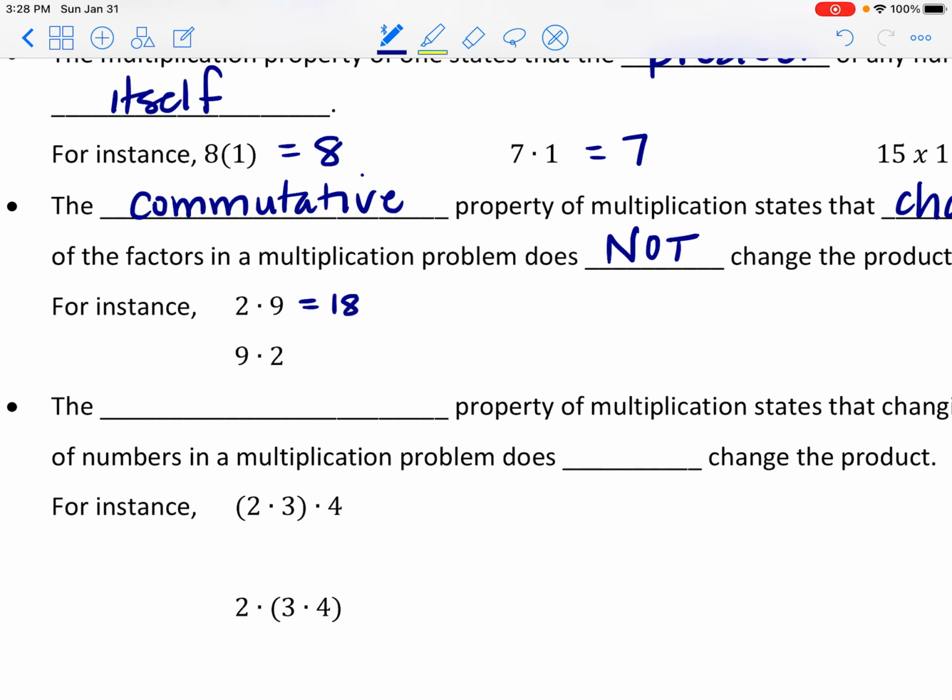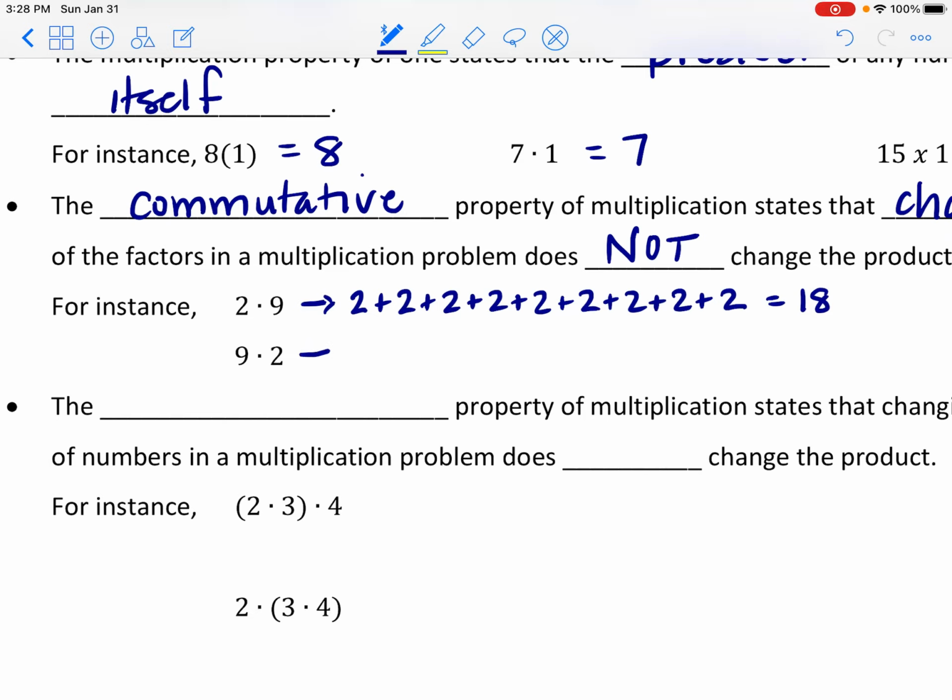If I multiplied 9 times 2, I would still have 18. And remember, this is just repeated addition, just to reinforce what I said before. 2 times 9 means I would have 2 nine times. 1, 2, 3, 4, 5, 6, 7, 8, 9, but all of those make a sum of 18.